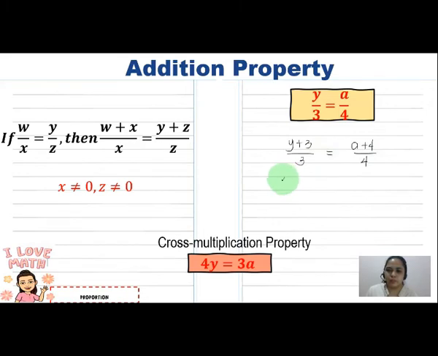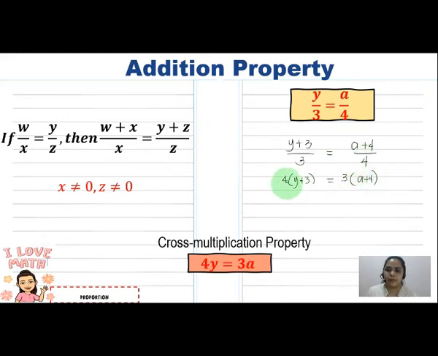Pwede ko siya isulat as 4 times y plus 3. Kasi sa multiplication naman ay kahit magkabaliktad, same pa rin makukuha sa diba? So, para lang madali natin i-distribute mamaya. Okay, so equals 3 times a plus 4.